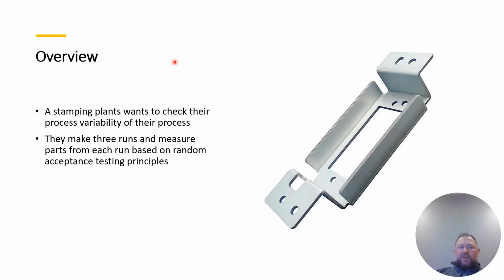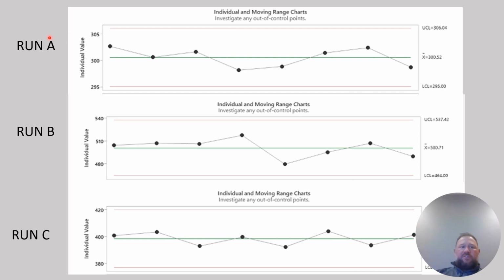So the overview of this project is a stamping plant wanted to check the process variability of their stamping process. They made 3 runs and they measured the parts from all 3 runs based on random acceptance testing principles. What they discovered is when they put run A on the control chart, run A looked really good. Here's your upper limit, your lower limit, your median. Same with run B, same with run C.